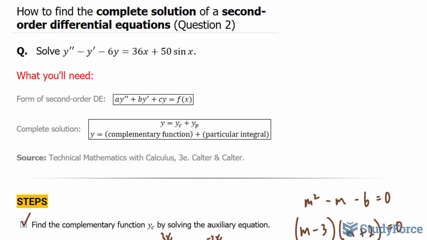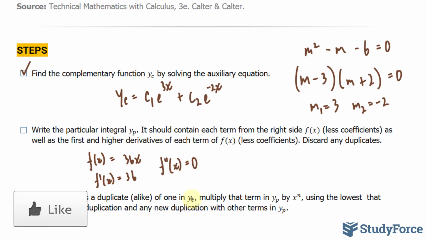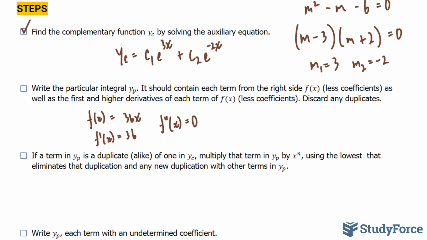Let's start with 36x. We have f of x is equal to 36x. The first derivative is 36, and the second derivative is equal to 0. Since we've reached 0, we stop. Let's try the next term. It was 50 sine x. So we have f of x is equal to 50 sine x. Taking its first derivative, we get 50 times cosine x. And its second derivative is negative 50 times sine x.